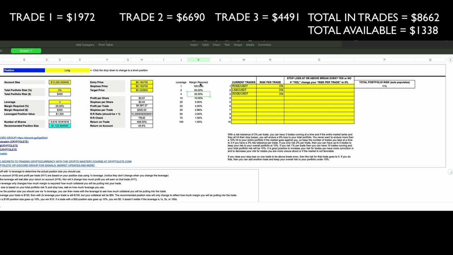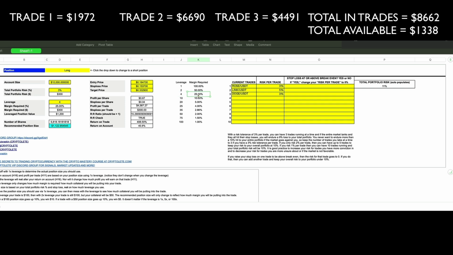So if the price drops 25%, your position will be liquidated. However, our stop loss was at 6.7%. So we could use 4x leverage because our stop loss is way below this 25% margin required area where we will lose it all. We will get out of our trade well before it hits 25% if we use 4x leverage.